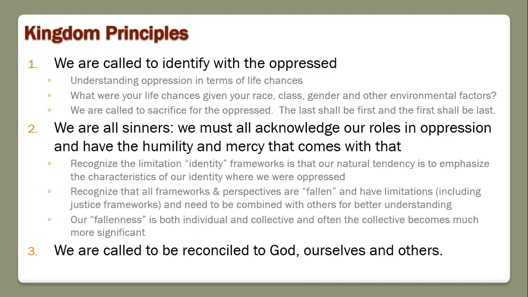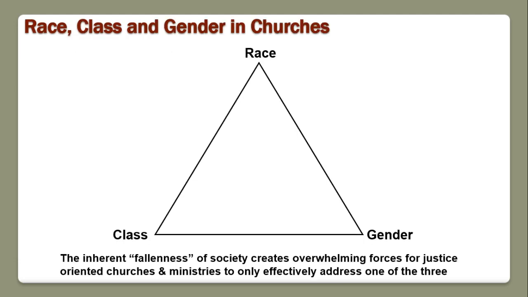And the third is we're all called to be reconciled to God, ourselves, and others. With that, I'm a pragmatic person, and I've spent the past 40-some years trying to do racial, class, and gender reconciliation. And I found, in business terms, there's something called the iron triangle that you can use in project management. I would say there's also an iron triangle around race, class, and gender in churches and in ministries.